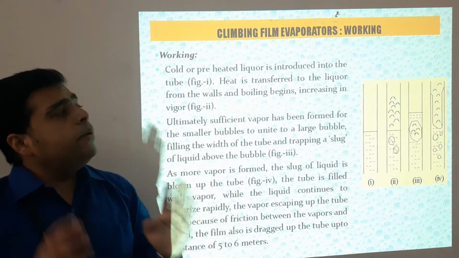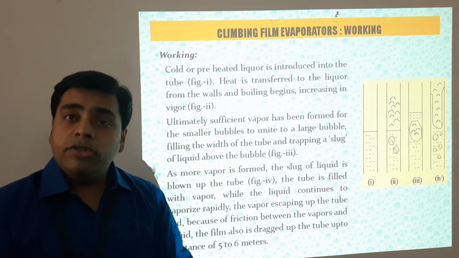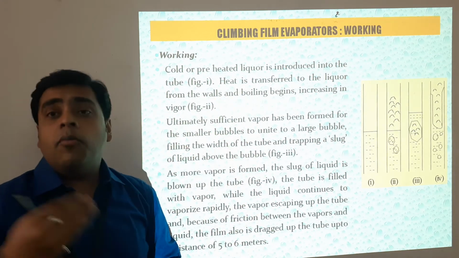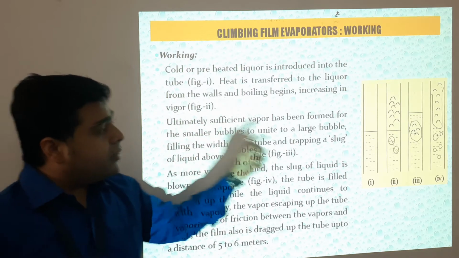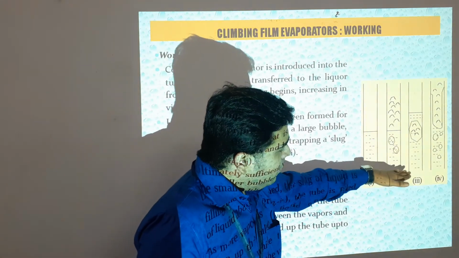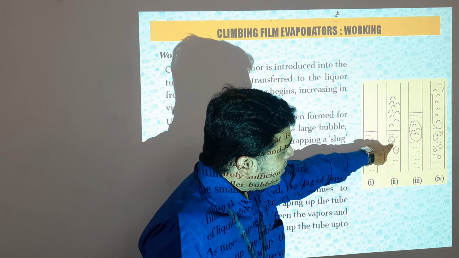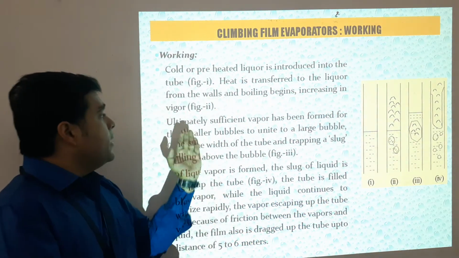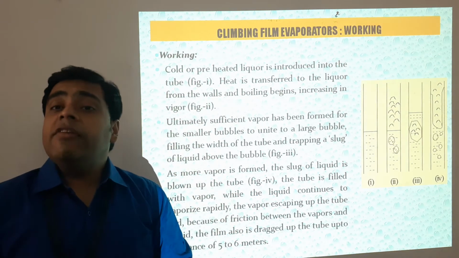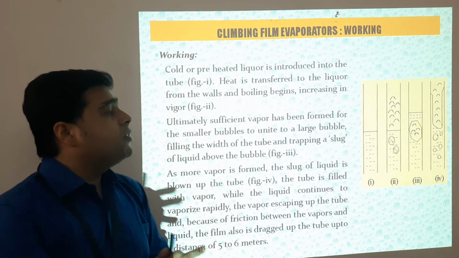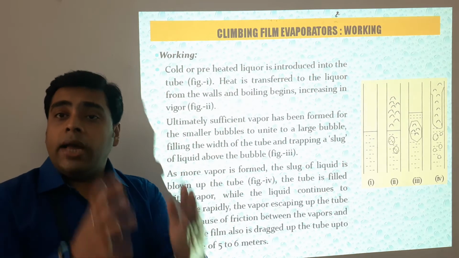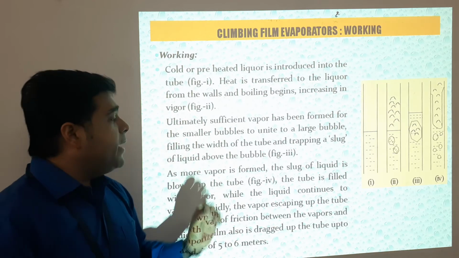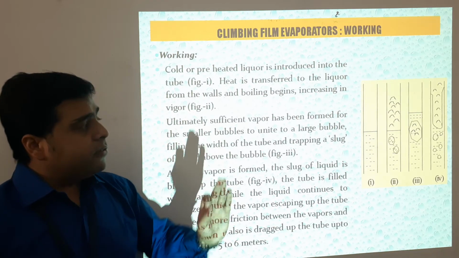So at the diagram, the preheated liquor or liquid is introduced into the tube, and heat is transferred to the liquor from the walls, and the boiling begins, increasing its vigor. This is figure 2. So here the boiling begins, and let us say the minimum formation of the vapor has just started. Ultimately, sufficient vapor has been formed for the smaller bubbles to unite to larger bubbles, filling the width of the tube and trapping a slug of liquid above the bubble.